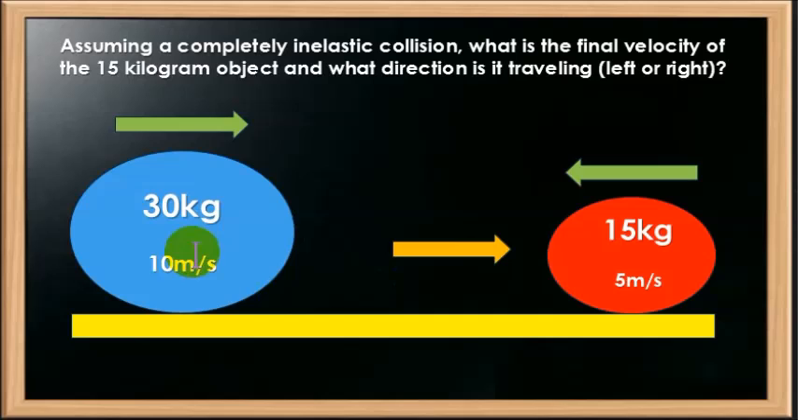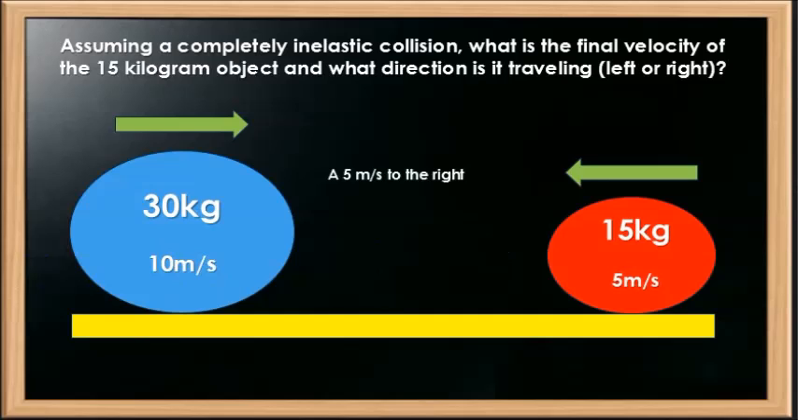So we can automatically assume that this one is bigger. Force equals mass times acceleration. The mass is 30, acceleration is 10 meters per second. So it's bigger, and it's definitely going to result in pushing this object to the right. But how fast after the collision is it going to move to the right?